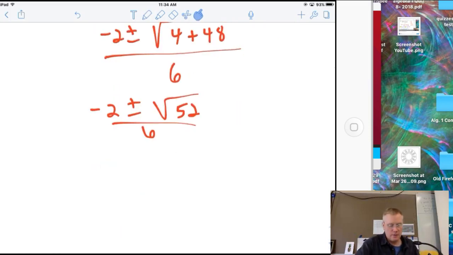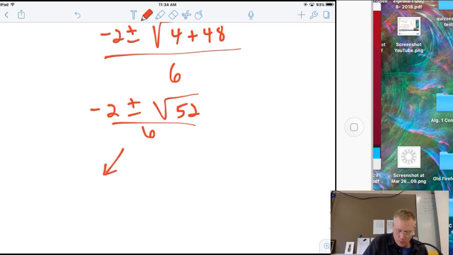Okay, now this one's a little different than the ones I tackled in the last video because that's not a perfect square. In fact, that's what we call an irrational number. The square root of 52, there's nothing that times itself is 52. Therefore, that ends up being what we call an irrational number because it's a decimal that goes on forever and ever with no pattern.